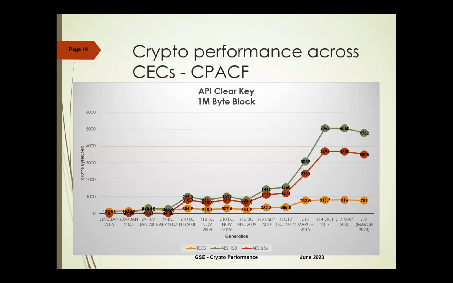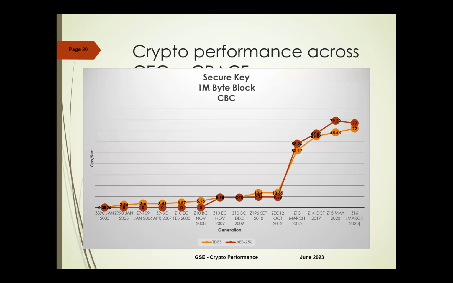We still have a significant jump from the EC12 to the Z13 and the Z14. Things got significantly better, but ICSF is still involved, so it's not quite as good as using the native instructions. And then lastly, this is for secure key technology, again, a significant bump from the EC12 to the Z13. IBM was trying to make that encryption faster so they could support things like data set encryption.